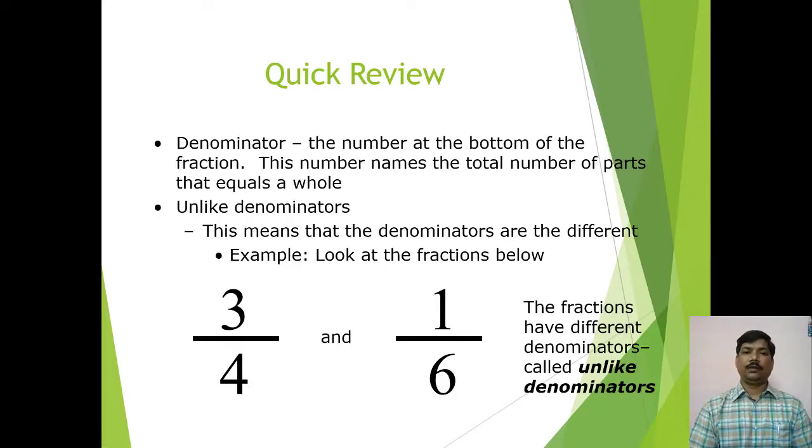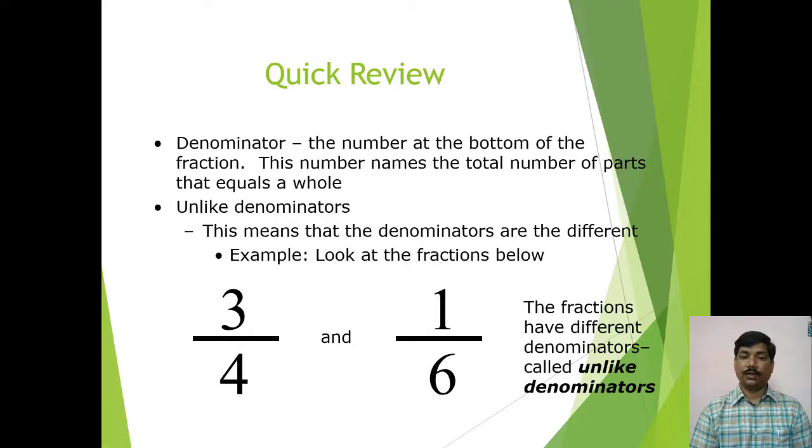Before addition of the unlike fractions, we have to review some points. Denominator: the number at the bottom of the fraction, this number tells the total number of parts that equal the whole. Second point, unlike denominators: this means that the denominators are different.